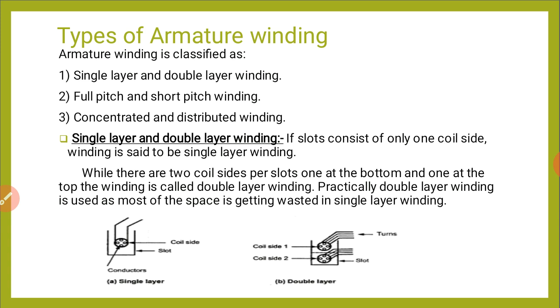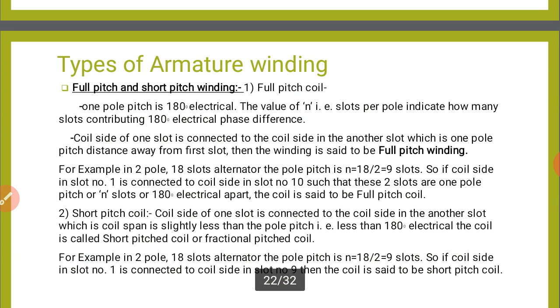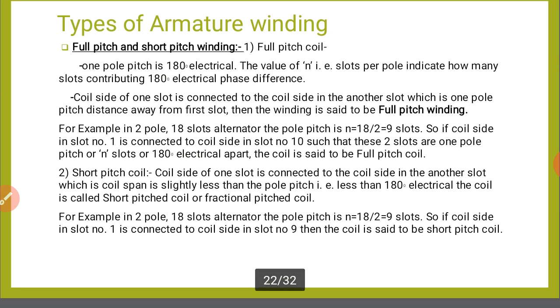Okay, so this is the explanation of single layer and double layer winding. In a single layer winding, there is only one coil side per slot, and in a double layer winding there are two coil sides placed in a single slot. Okay, now next is full pitch and short pitch winding. Now first is the full pitch winding.